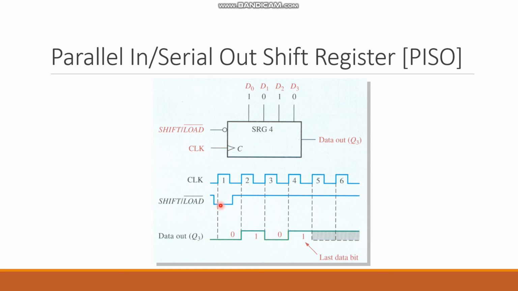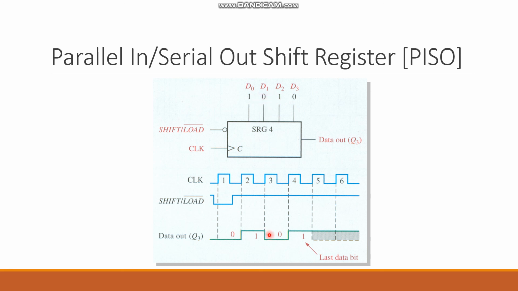So what happens to the Q3? We are just taking the Q3 into account. The Q3 is going to be 0, right? Because D3 is connected to the Q3, so 0 is going to be stored there. So in the second clock pulse, we've got shift. So what happens? The data is going to be shifted. The Q3 is going to be 1. Why? Because the D2 is 1, so it's going to be shifted to the Q3. Okay? And D0 to D1, and D1 to D2.